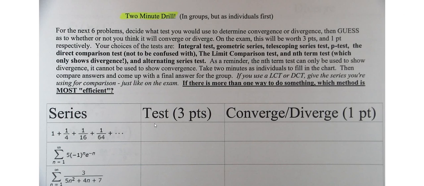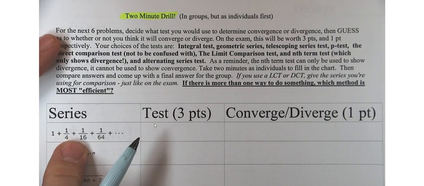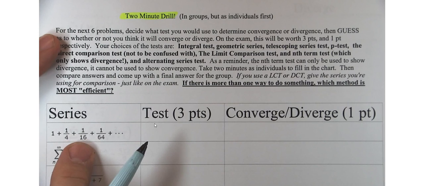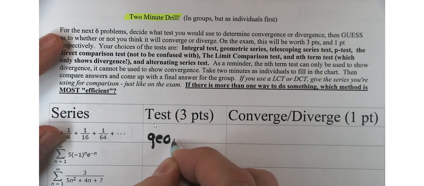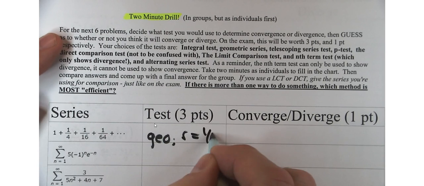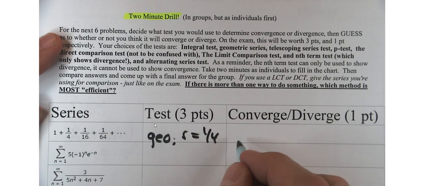Okay, so first things first, this is a geometric series. You're multiplying by 1/4 to get from one term to the next. So it's a geometric series. R equals 1/4. Because that's less than 1 in absolute value, it's going to converge.